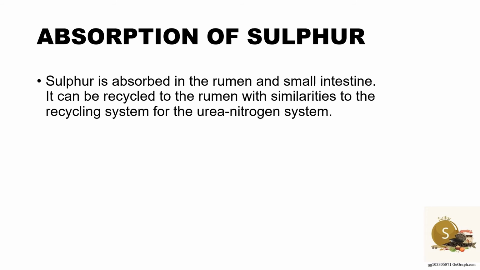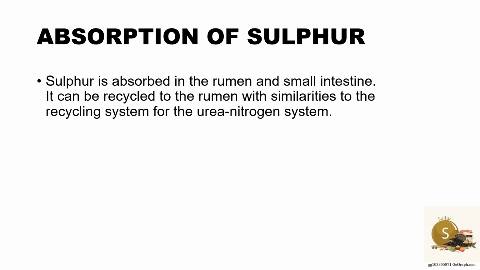So for the absorption of sulfur, it is absorbed in the rumen and in the small intestine. So those are the places where sulfur is absorbed, in the rumen and in the small intestine. So it can be recycled to the rumen with similarities to the recycling system of the urea nitrogen system.